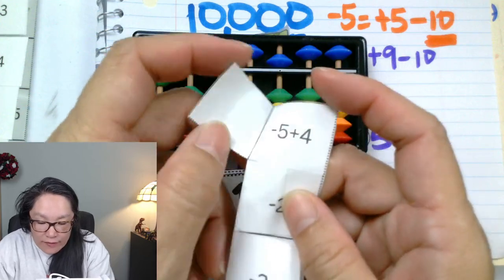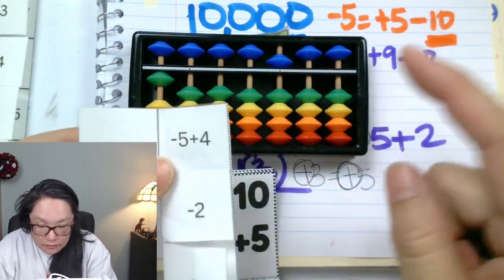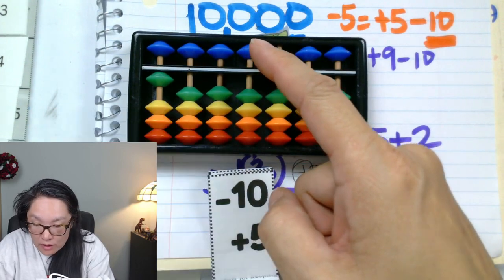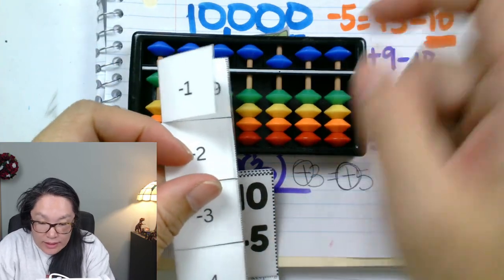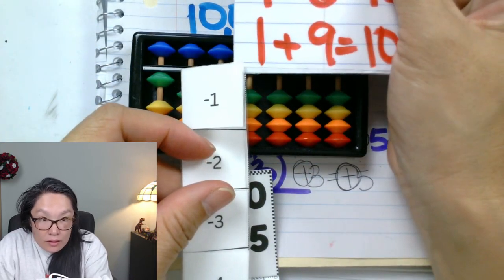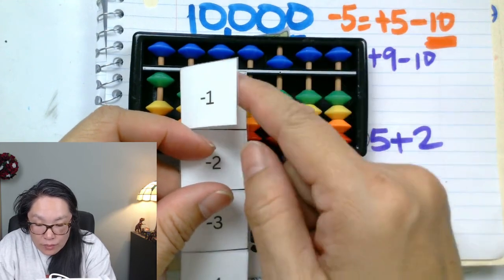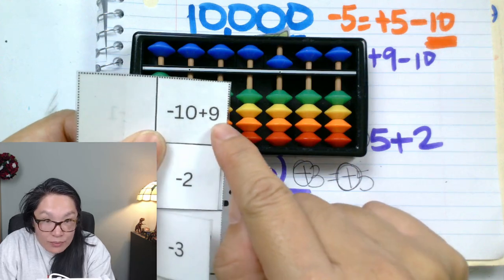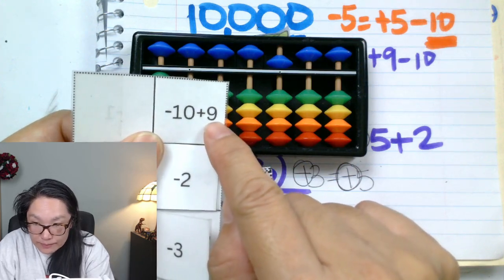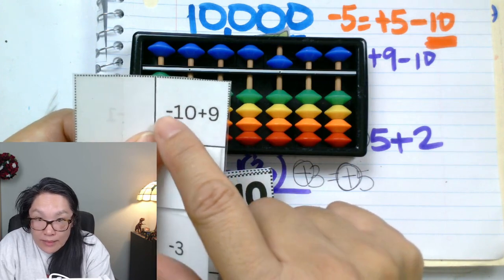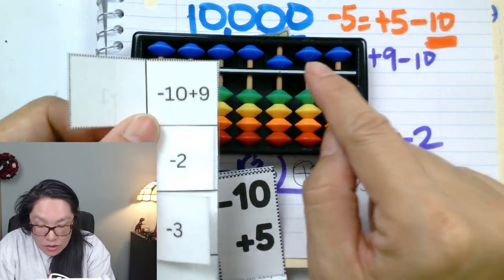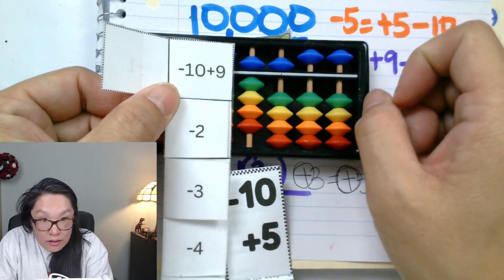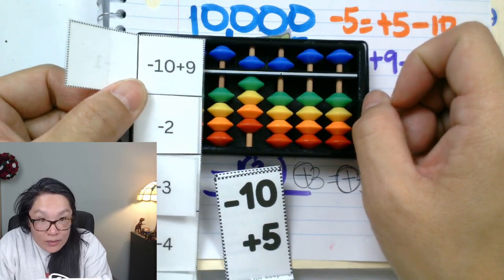To take away the 1, can we take away the 5? No, because there's no 5 to take away. So the next one we have to do is how to make a 10. So minus the 1 is what? Minus the 10 plus the 9. So we're going to add the 9, and then I want to take away the 10.